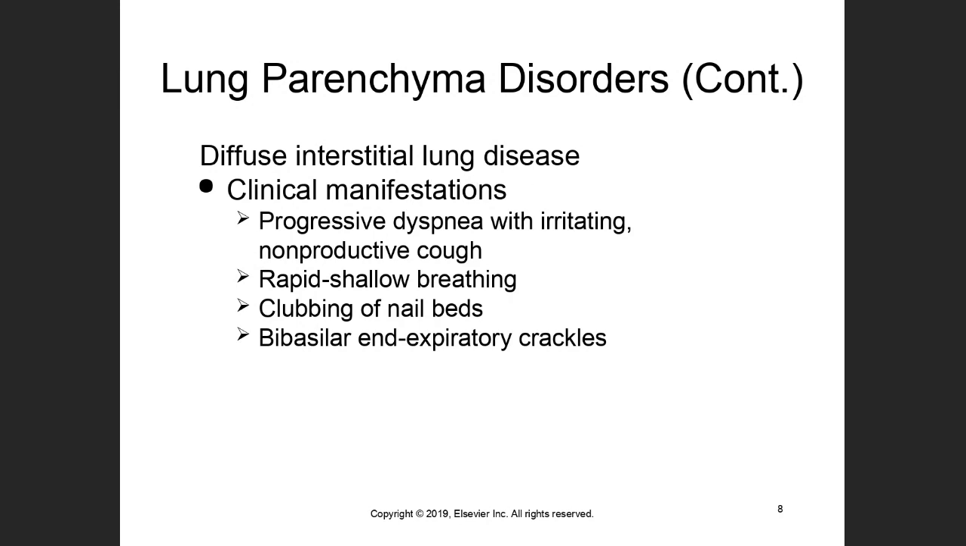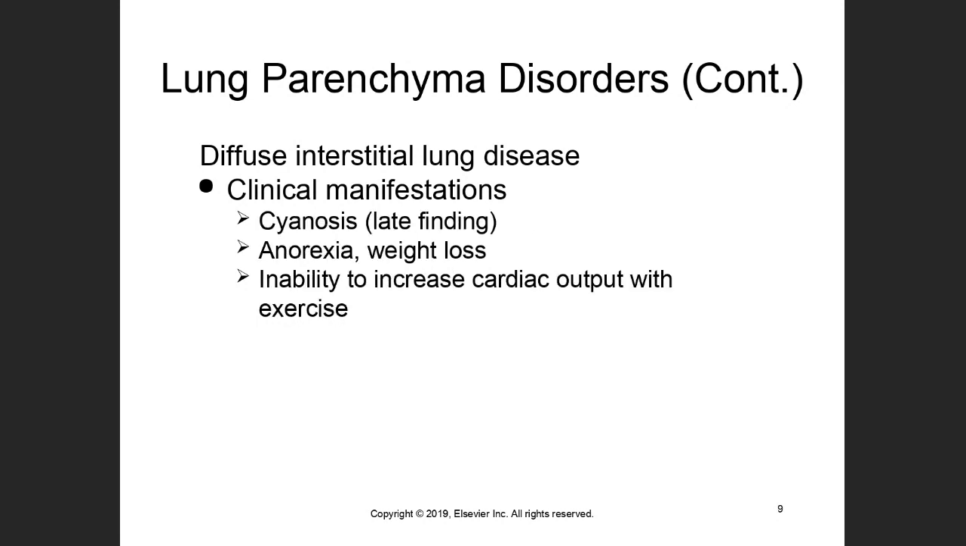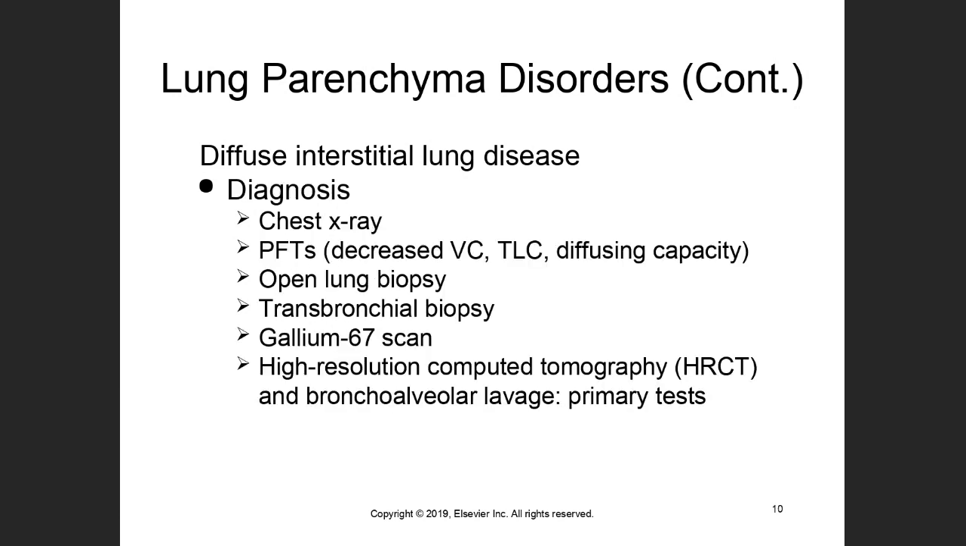Clinical manifestation, progressive dyspnea with irritating, non-productive cough, rapid shallow breathing, clubbing of the nail, that's clubbing of the fingers, bibasilar and expiratory crackles, that's extra sound in the lung. Clinical manifestations also include cyanosis, anorexia, and inability to increase cardiac output with exercise.